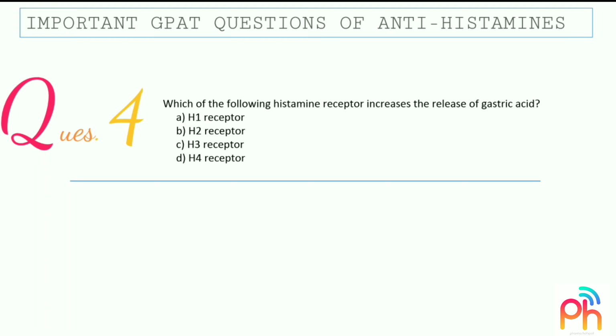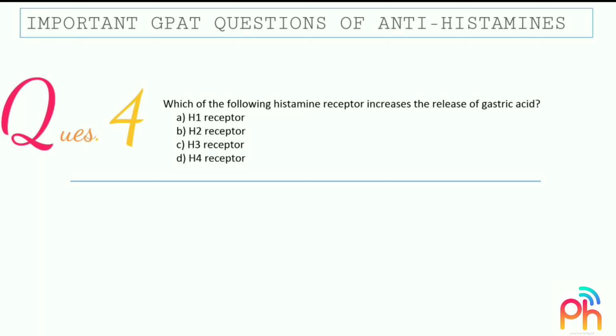Which of the following histamine receptor increases the release of gastric acid? I repeat, which of the following histamine receptor increases the release of gastric acid? So the options are H1 receptor, H2 receptor, H3 receptor, and H4 receptor.